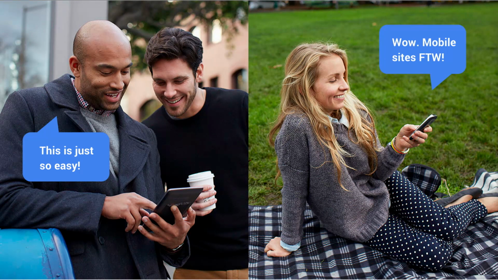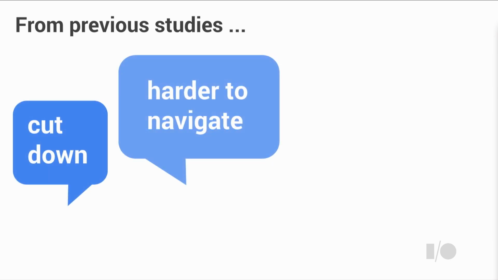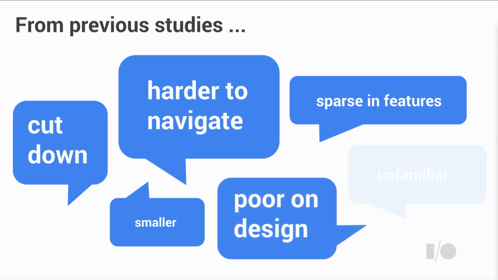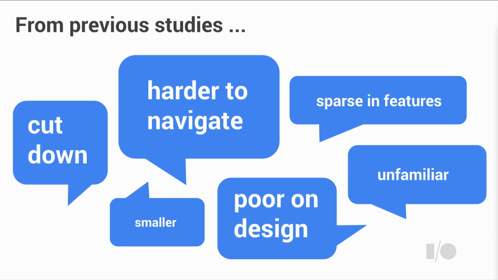Well, as a user experience researcher, I spend my time observing people's use of phones and mobile websites. And in the last few years, I've heard a lot of things like this. From previous studies, I've heard that mobile websites feel like they're cut down, they're harder to navigate, they're sparse in features, they're smaller, poor in design, and unfamiliar. So some of these things have been true in the past. Sometimes companies have not put all of their inventory on mobile, and people are confused because they know they can purchase these things from a company, or they know that they can get particular information from a company, and they just can't find it on mobile.